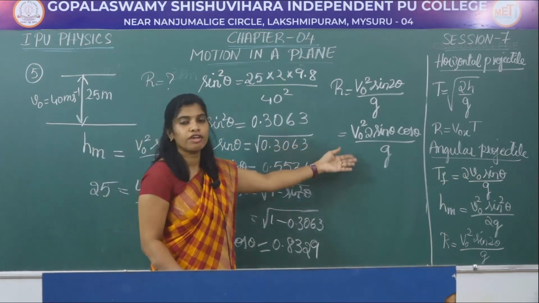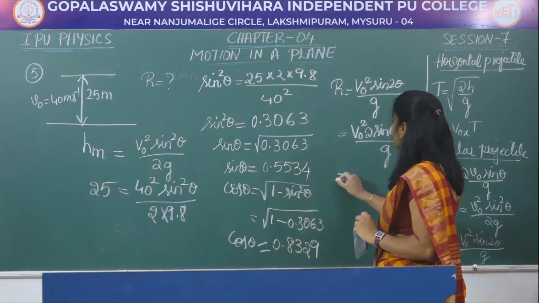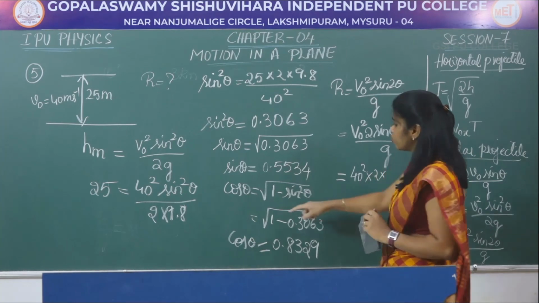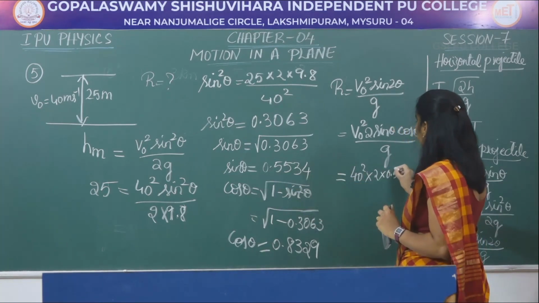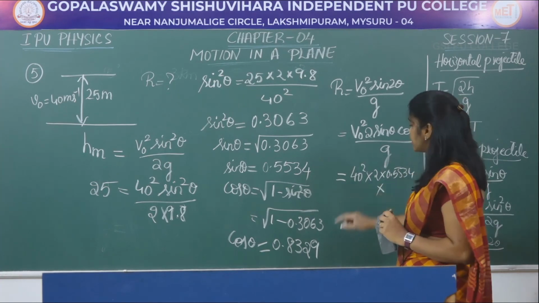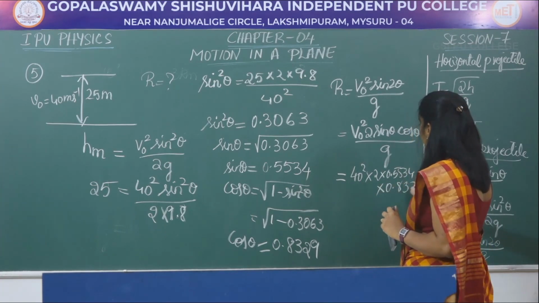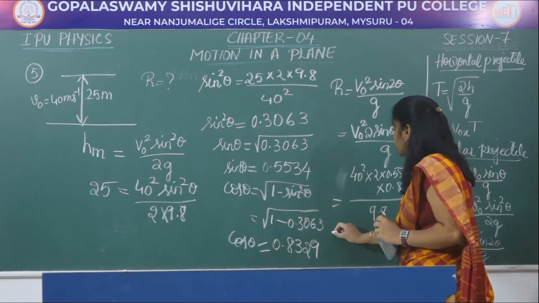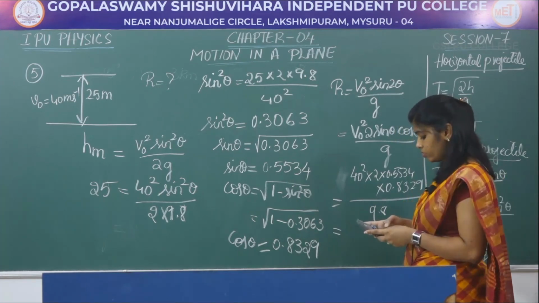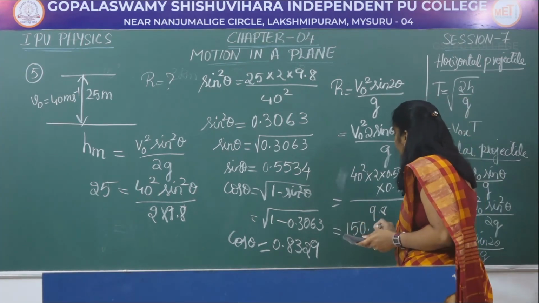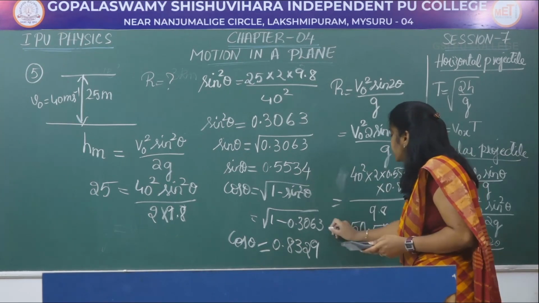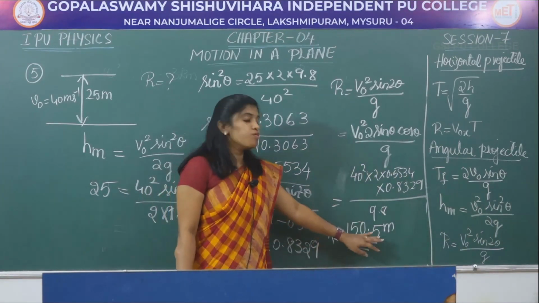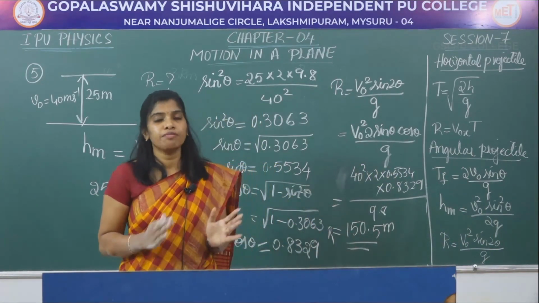Let us make the substitution and find the horizontal range. Now this is equal to V naught is 40 square into 2 into sin theta is 0.5534 into cos theta is 0.8329 whole divided by 9.8, and this is equal to 150.5 meter. This is the maximum range the ball can reach. So 150.5 meter is the maximum range attained by the ball.